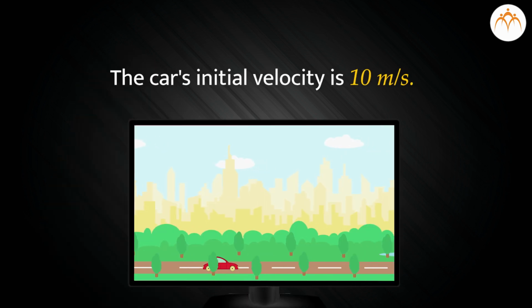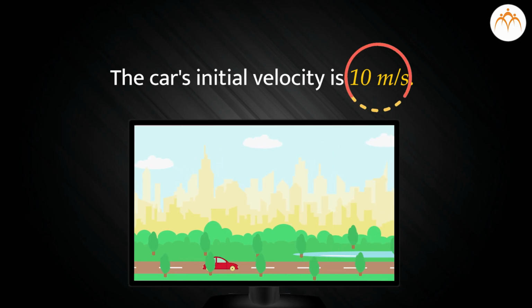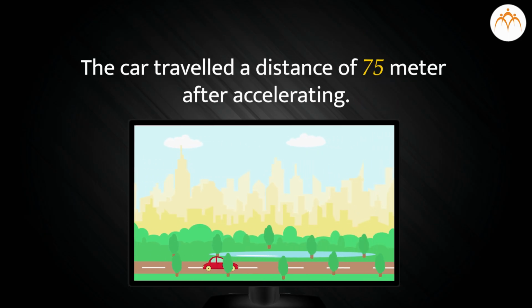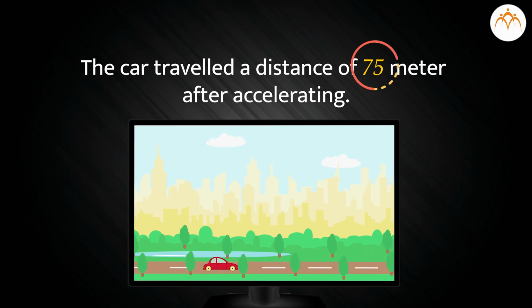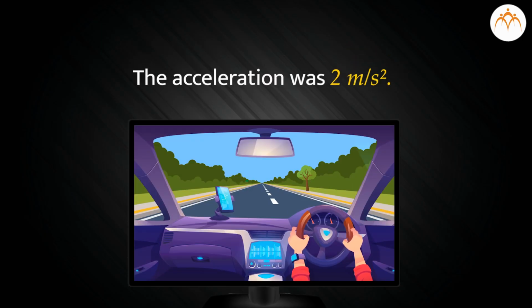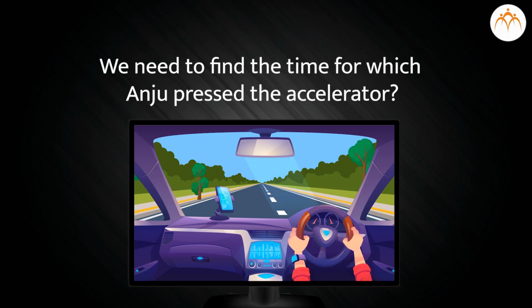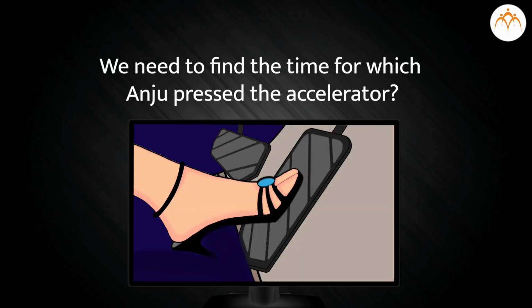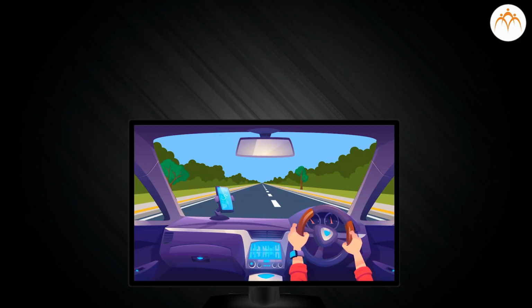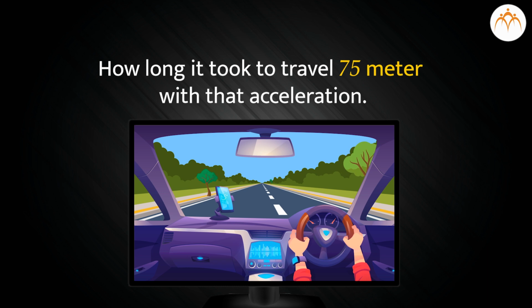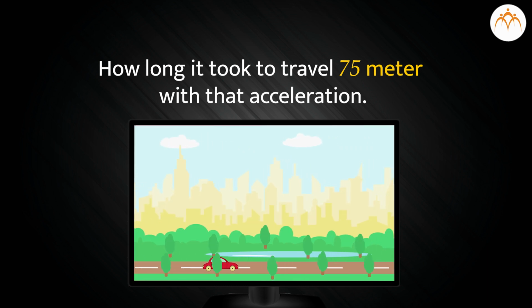Solution. First, we will carefully read the example and write down the information from it. The car's initial velocity is 10 meters per second. The car travelled a distance of 75 meters after accelerating. The acceleration was 2 meters per second square. We need to find the time for which Anju pressed the accelerator. This means we need to find out how long it took to travel 75 meters with that acceleration.